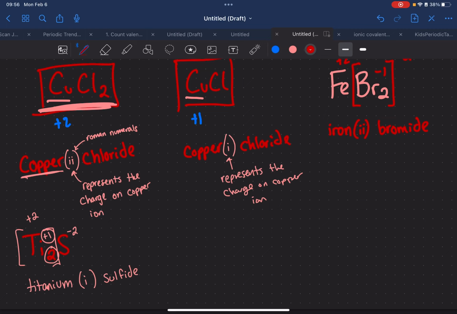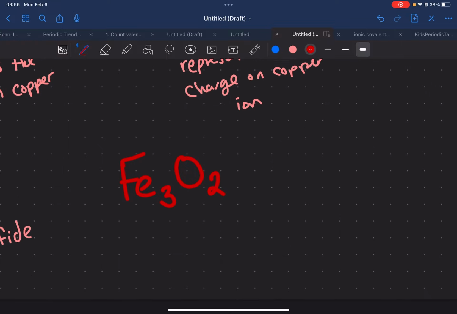Okay, the last one I want to try as a group before we go to the packet for more practice. Let's do iron, let's do Fe3O2. I want the name of this. This is the hardest one we've done yet.